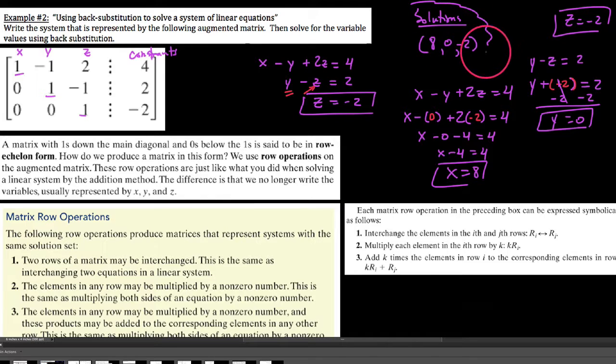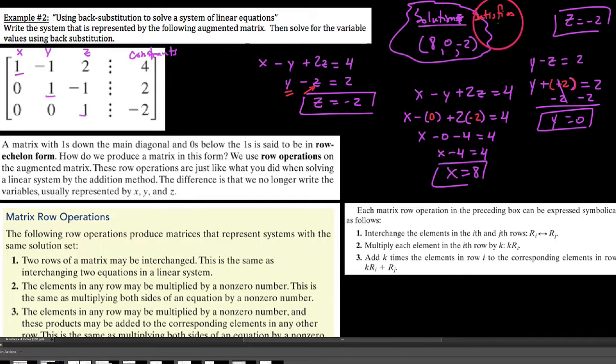So one thing I want to say about this here, and this is just our solution, this one ordered triple, but these are our solution values, is essentially that if you were to plug 8 in for x and 0 in for y and -2 in for z into all three of these equations, we'd say that this is a solution to the system because it satisfies all three equations.